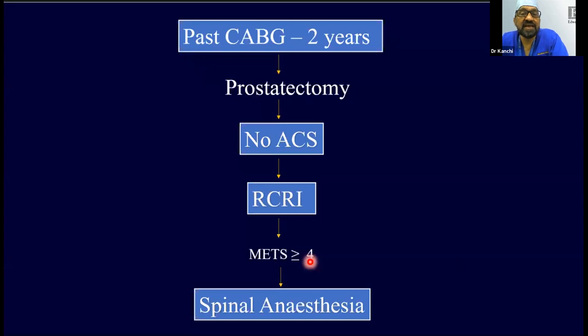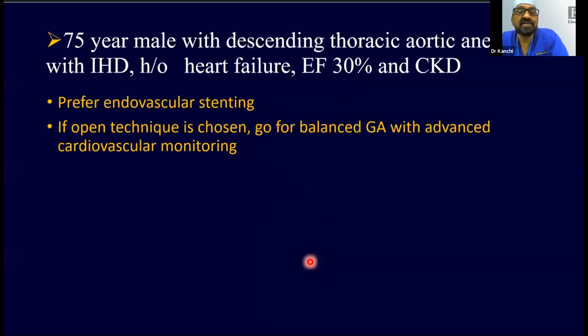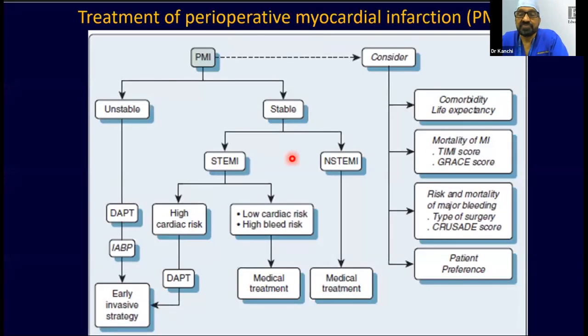Coming to the fourth case scenario, the patient underwent CABG 2 years back and needs a prostatectomy. He is a stable patient, and the meds are more than 4. So the regional technique comes in handy here as long as you have taken care of the antiplatelet medications. The last case scenario is a patient with descending thoracic aortic aneurysm with ischemic heart disease, reduced ejection fraction, and chronic kidney disease. The patient should preferably go for endovascular stenting rather than an open procedure.